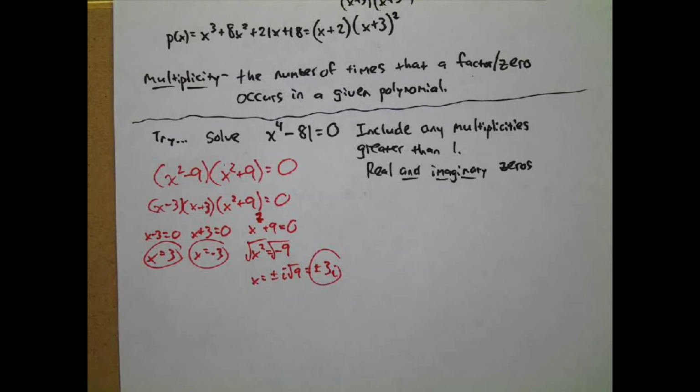What was the degree of our original polynomial? 4. Right? 4 zeros, degree 4. Okay? 2 real in this case, 2 imaginary, but the total number was 4 zeros. Okay? And so there's your answer.